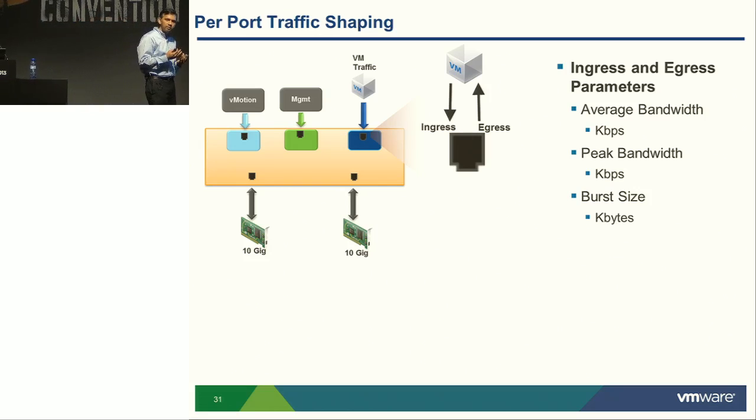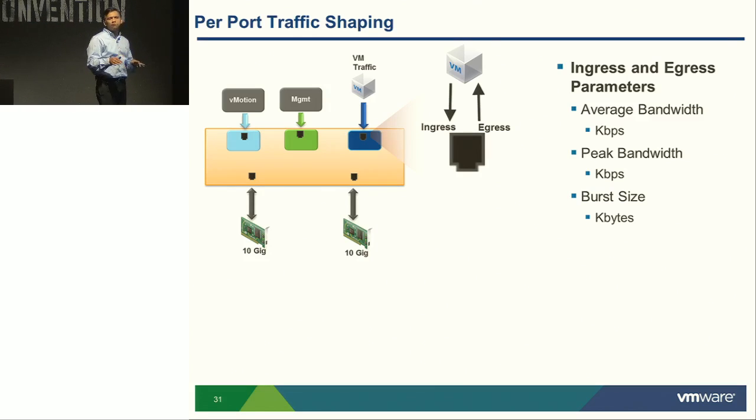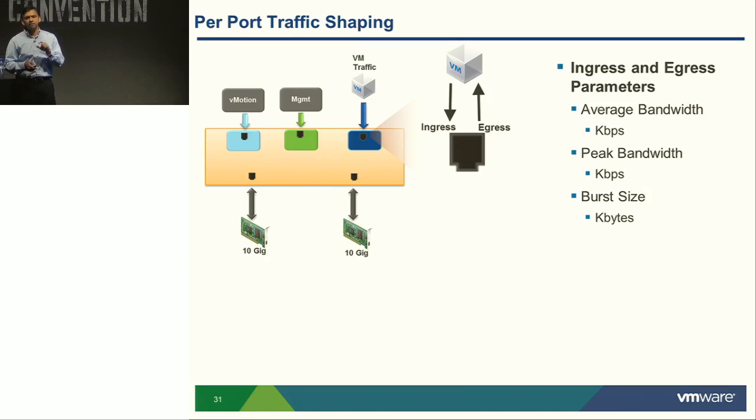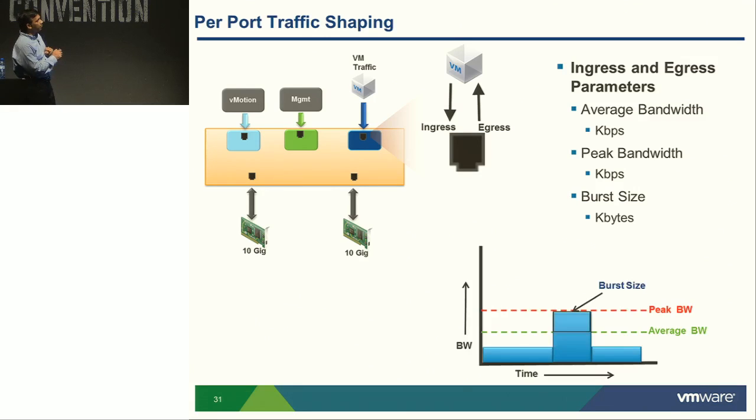If you want granularity in terms of traffic management, which network I/O control cannot do, then you can use this port level traffic management. And this parameter is at the port group level. So you can go to the port group level and then provide these parameters, ingress and egress traffic parameters.